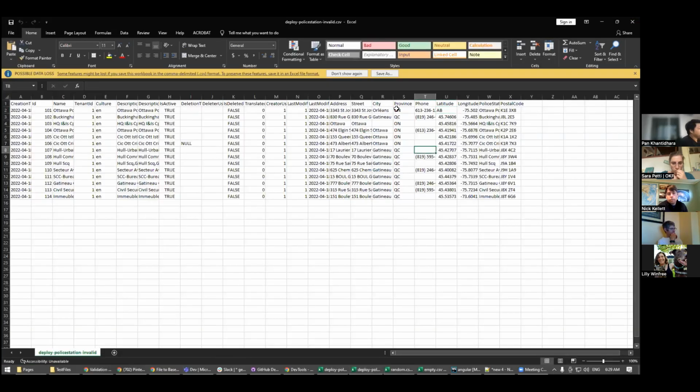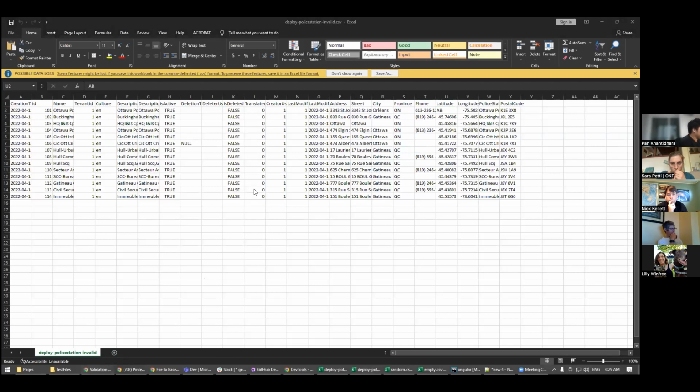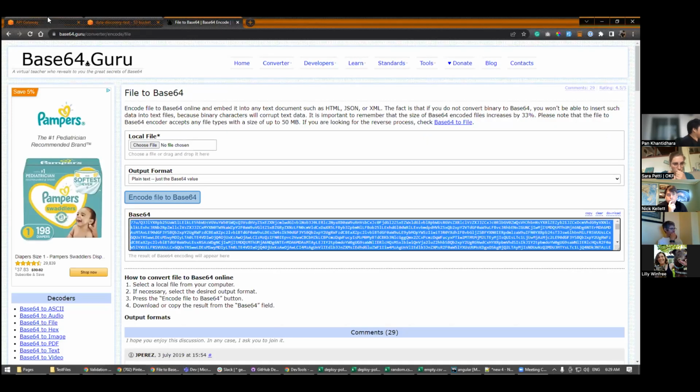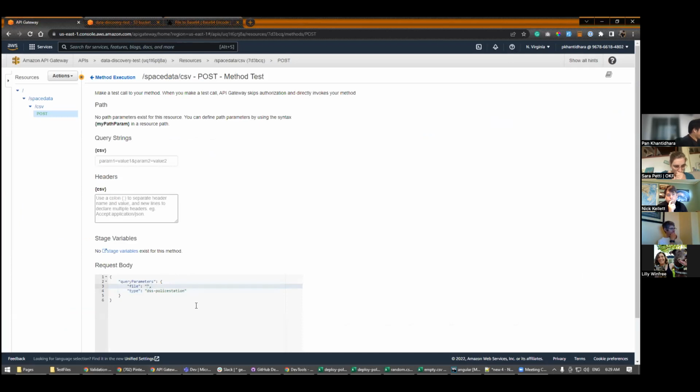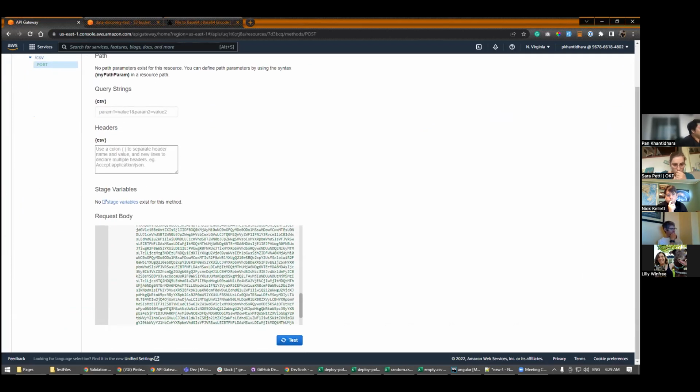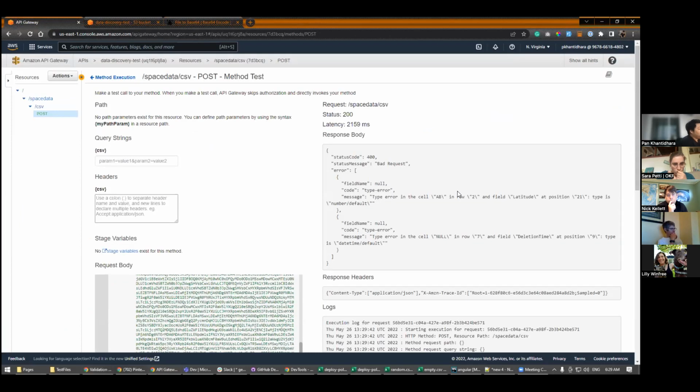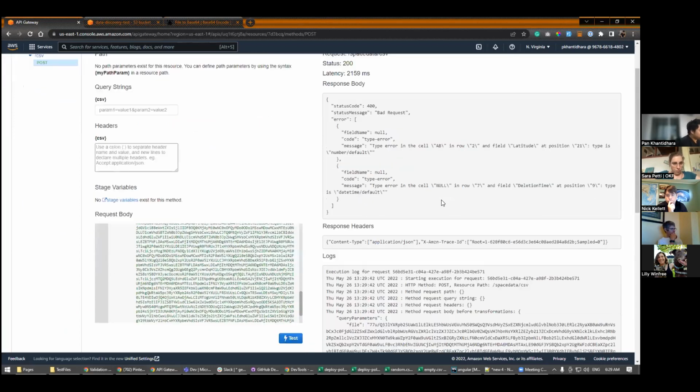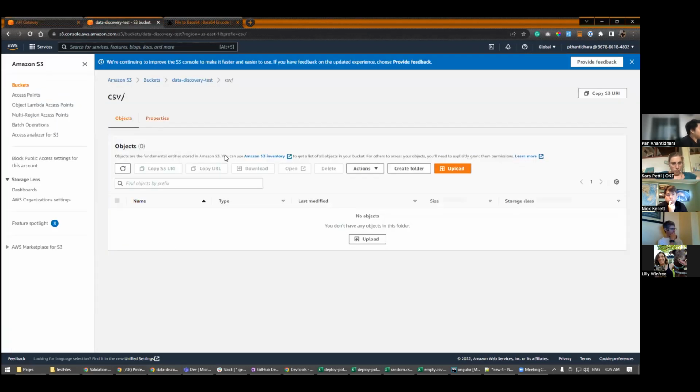This is the CSV that, as you can see, the latitude has an invalid, a mismatched type of data in here. So if I were to upload this file and do a test here, we'll get a response saying that there is a type error in exactly which cell, which row and which position, and it will not upload. So this is where the CSV would end up if it's validated successfully. But as you notice, nothing gets uploaded here.